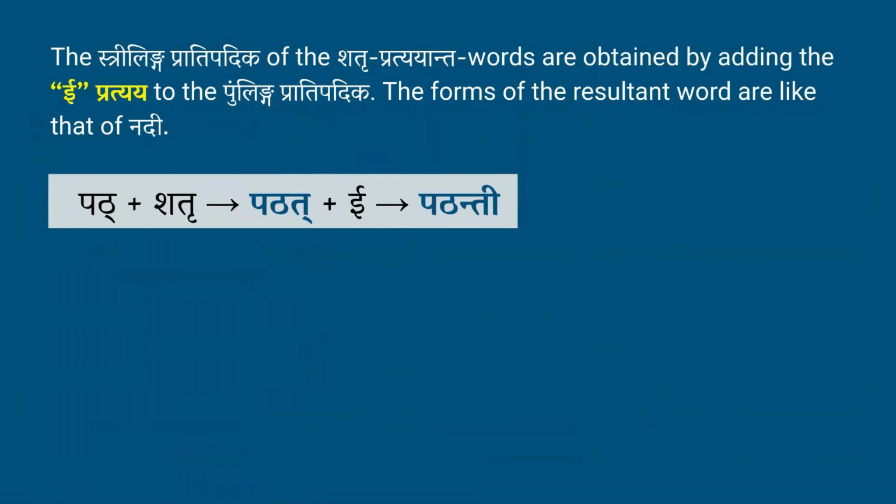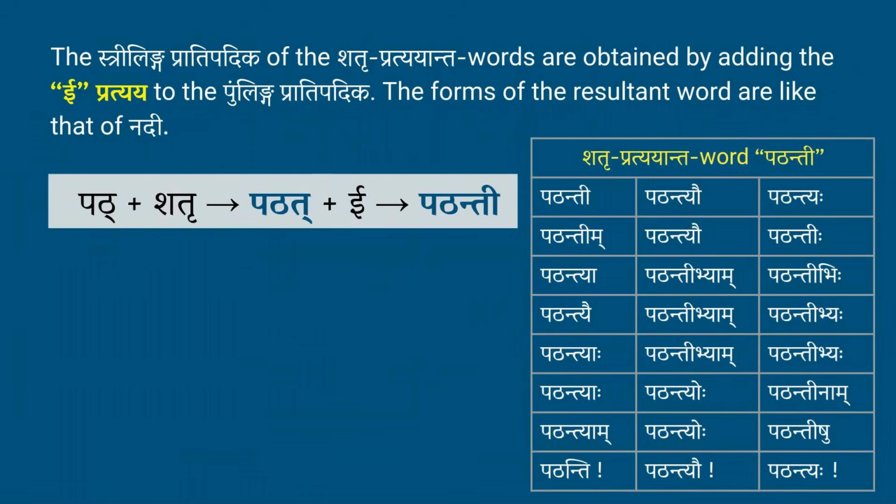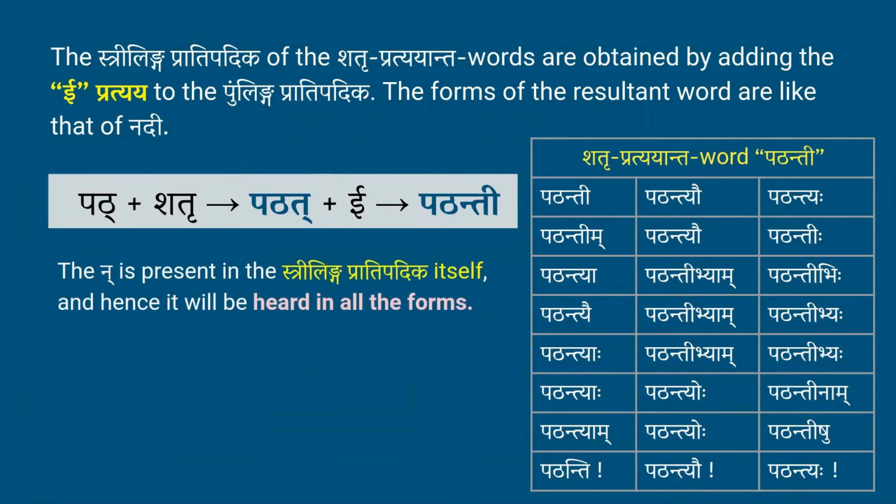This is a typical Dirgha Ikaranta Strilinga word, and all its vibhakti forms are similar to those of the word Nadi. Again, it is impossible to miss the Nakara here. This time, the Na is present in the Pratipadikam itself, which means that it will be heard in all the vibhakti forms, starting from Pathanti all the way up to Pathantishu, and also in the Sambodhana forms.